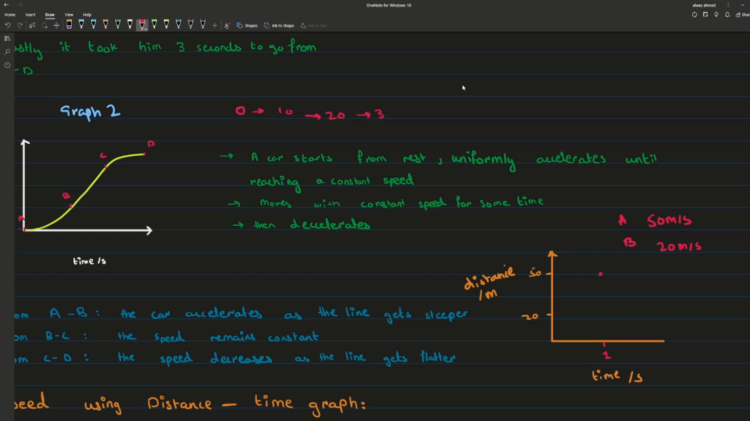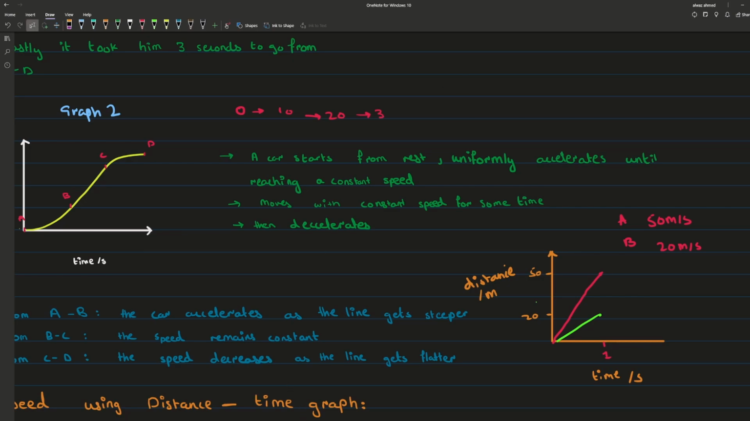Now for car B, if we do the same, the car is going to travel 20 meters in 1 second. So the point is going to be somewhere here. Now if we connect these points, the line for car B is going to be like this, and the line for car A is going to be much steeper like this. So with this we can see that as the velocity or speed of an object increases, the distance time graph gets steeper for that object.